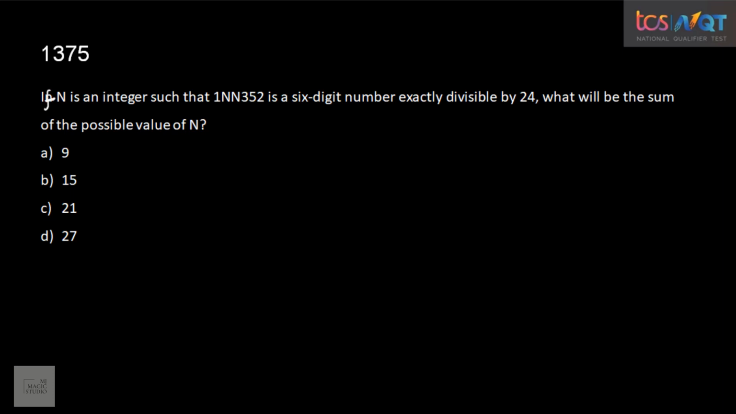If n is an integer such that 1n352 is a 6-digit number exactly divisible by 24. For a number to be divisible by 24, it should be divisible by 8 and it should be divisible by 3, both at the same time. Now let's first check for 8. For 8, the last 3 digits should be divisible by 8. Now 352 is divisible by 8. That means this entire number is divisible by 8.